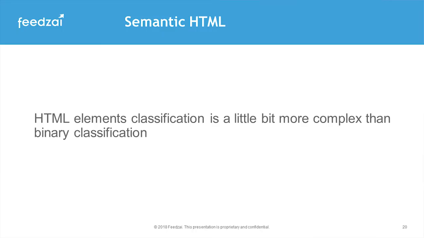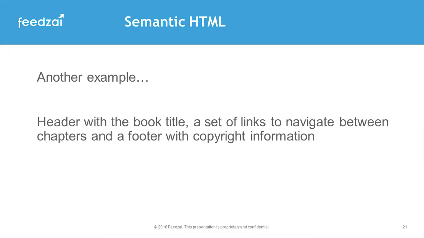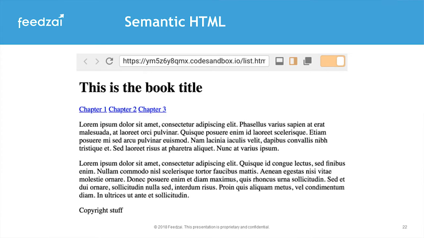However, the way we classify HTML elements isn't just a simple binary classification. To show you that, let's go back to our example where we're going to add new things. Basically, we are going to add a title, navigation links to navigate between chapters, and a footer with copyright information. So this is what we want: a title, the links, the contents, and the footer.